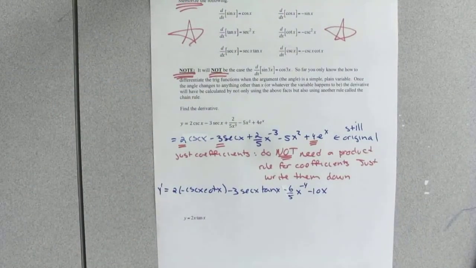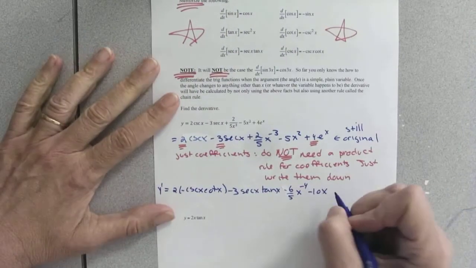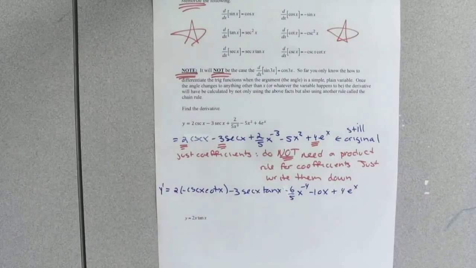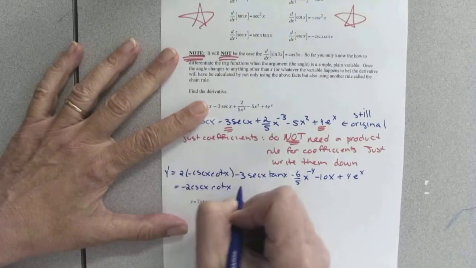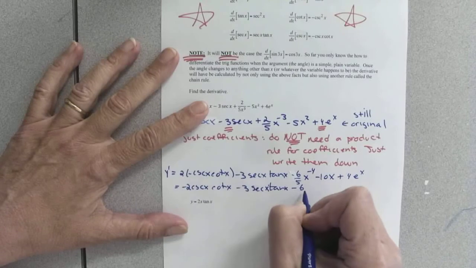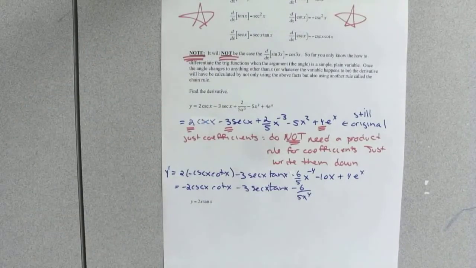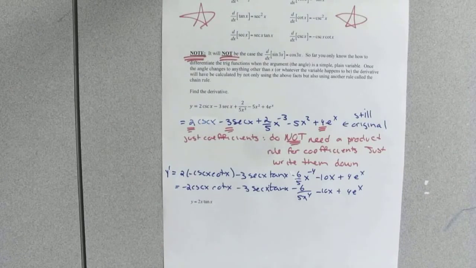That 4 is just a coefficient. You do not need a product rule for coefficients. And so just write the coefficient down, and the derivative of e to the x is e to the x. Let's make this look just a little bit prettier. Get rid of those parentheses that I don't really need. Then if you wanted to, you could drop that guy down. So negative 6 over 5x to the 4th minus 10x plus 4e to the x. And so again, the point is just 2 pieces of information put in with everything else that we already know to do.